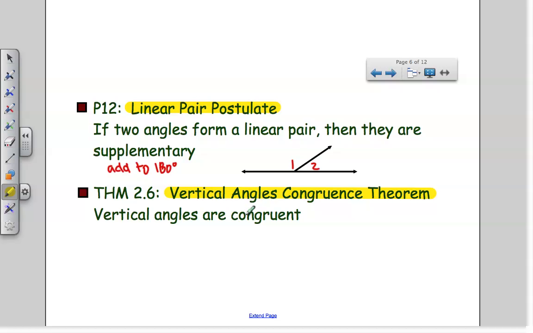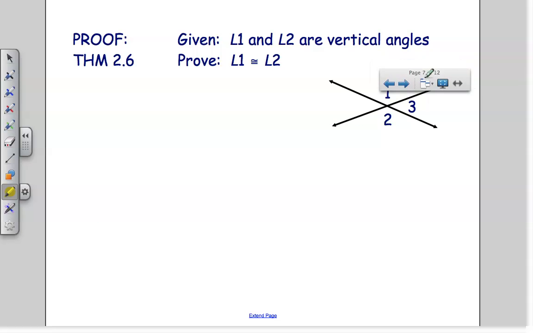And actually after today, you're going to be able to use the vertical angles congruence theorem anytime that you need to say, hey, these are vertical angles and I know they're congruent. Now what I'm going to do is actually prove this theorem. I'm going to prove why vertical angles have to be congruent only using the linear pair postulate in this next example.